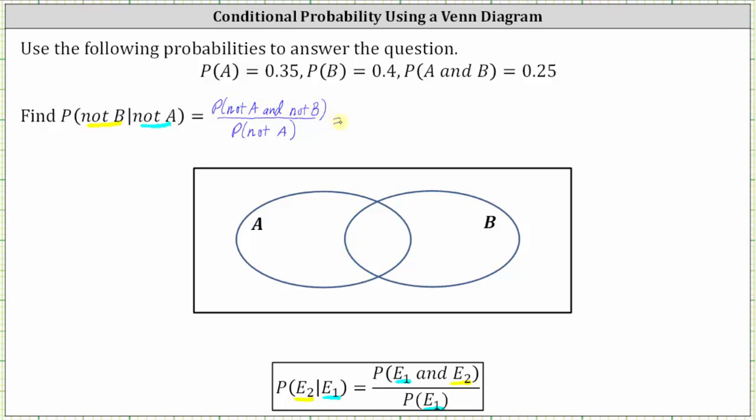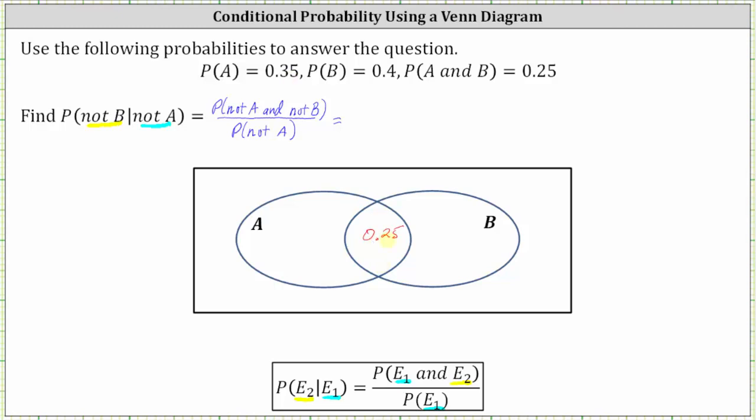And now let's complete the Venn diagram from the given probabilities. Let's begin with the probability of A and B equals 0.25. This would be the overlapping region of set A and set B, which is this region here. From here, the probability of A is equal to 0.35. Notice how this 0.25 is already in set A.